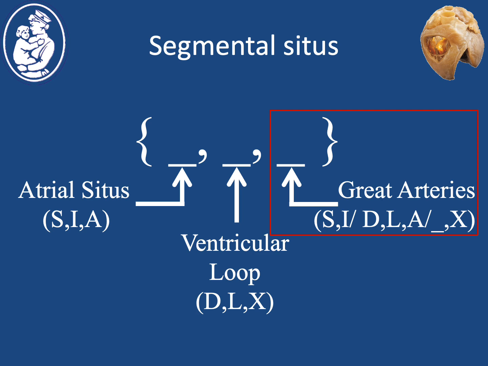So the possibilities for the third member of the set are Situs, normally related S, inversus normally related I, or a malposition D, L, or A, depending on the position of the aorta, or a blank or an X if there's only one arterial root, the aorta or a truncus, so that it's impossible to determine the relative position of great arteries.